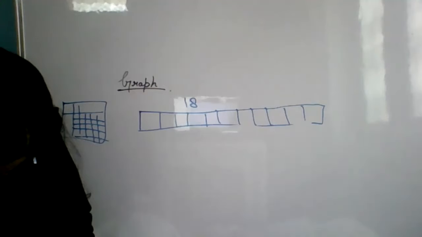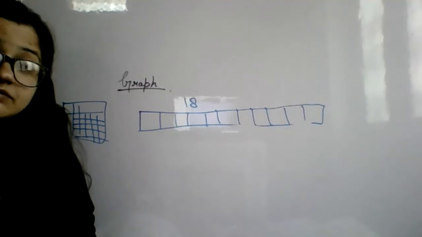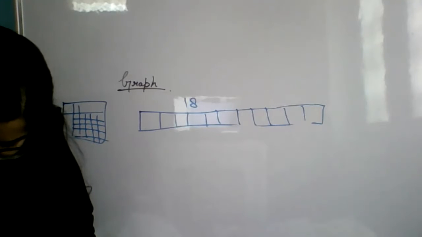Ma'am, we mark 18 blocks. Yes, you mark 18 blocks and color them with one color. Draw them with one color. Color them with one particular color.